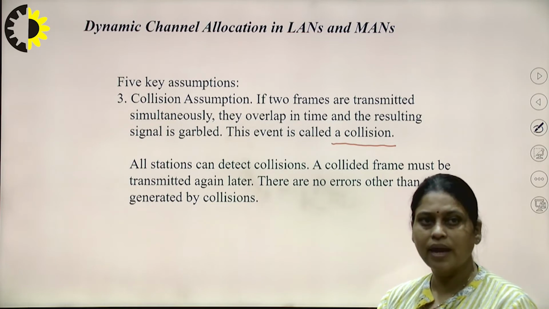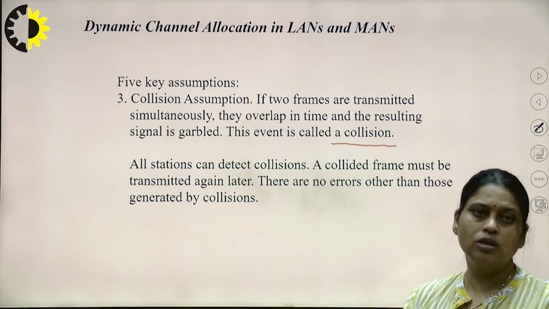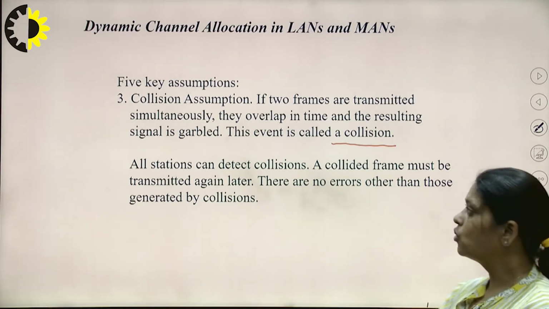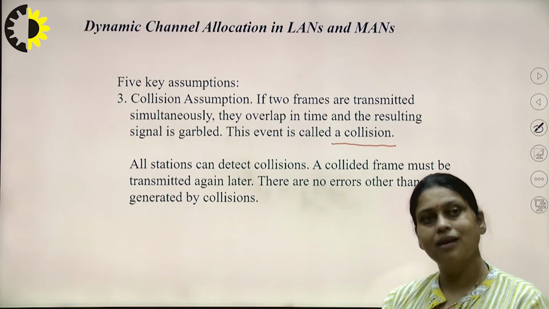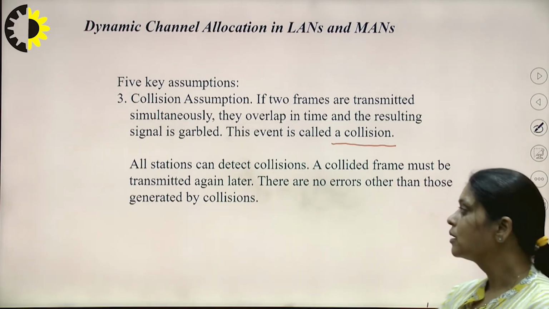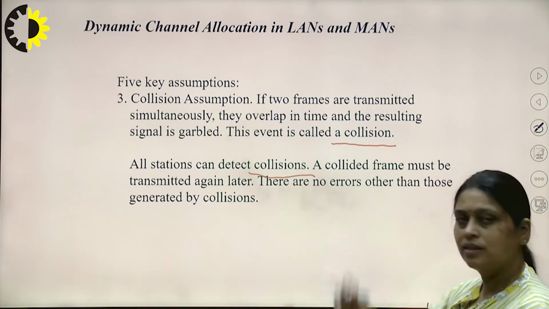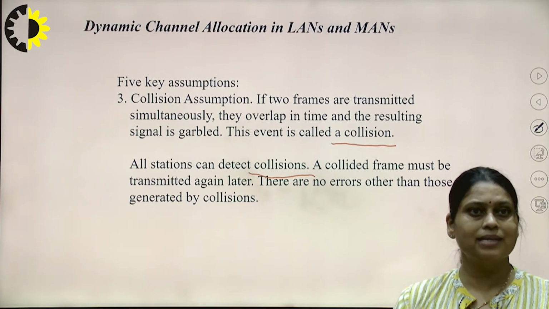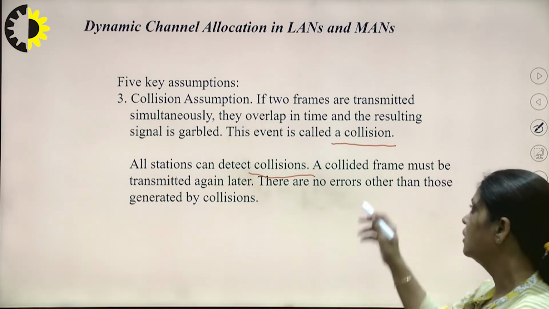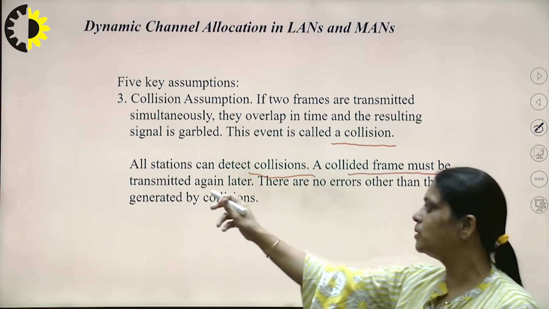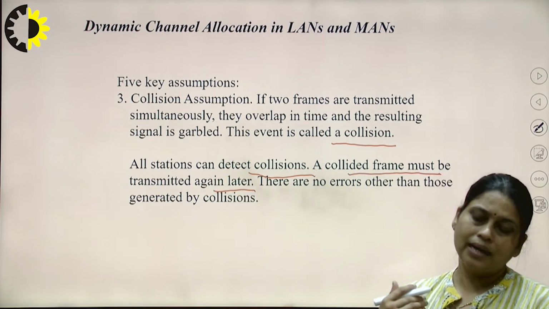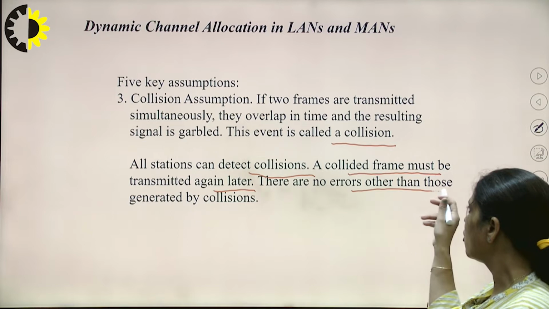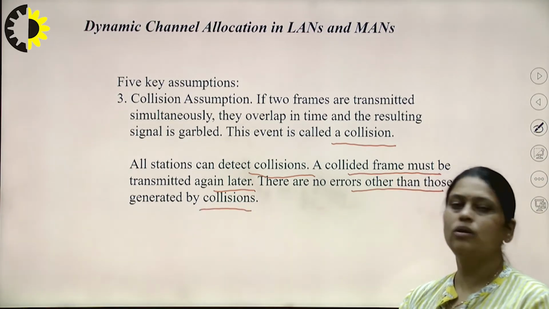So, at a point of time, both the frames will overlap and your data will be lost. For that reason, there is a need for some collision detection. All these stations can detect the collision. For that purpose, we will use the carrier sense multiple access collision detection method. A collided frame must be transmitted again later. So, in that case, we will retransmit that collided frame again. There are no errors other than those generated by the collision.